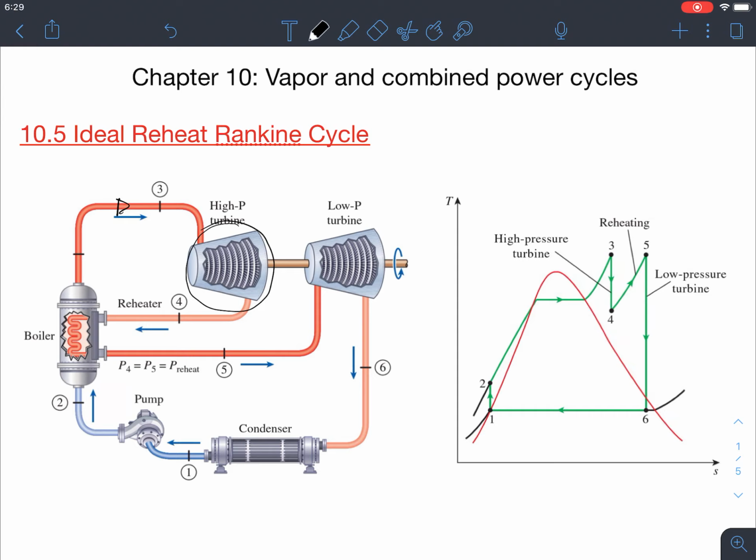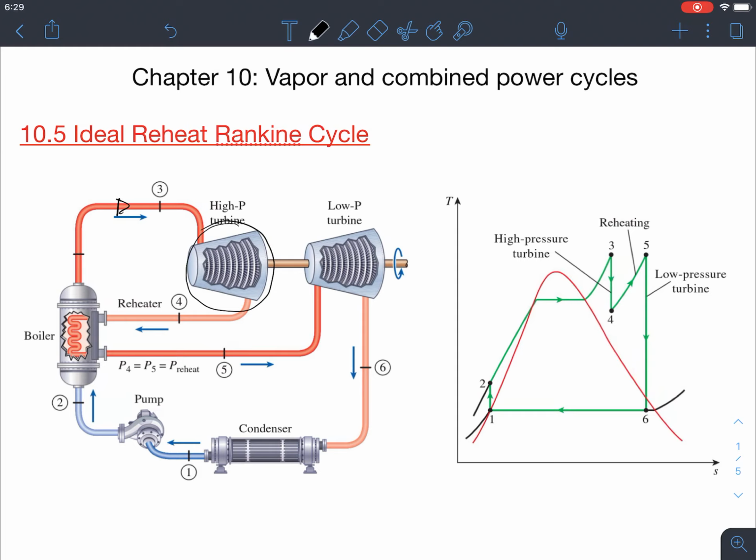However, that turbine exit also contains some moisture, and that moisture is not desirable because it eventually deteriorates the turbine blade, right? So what are the things that we can improve to avoid that situation, as well as what steps can we take to increase the cycle efficiency, right? One thing we could do is reheating this Rankine cycle. Let's take a look at what reheat means.